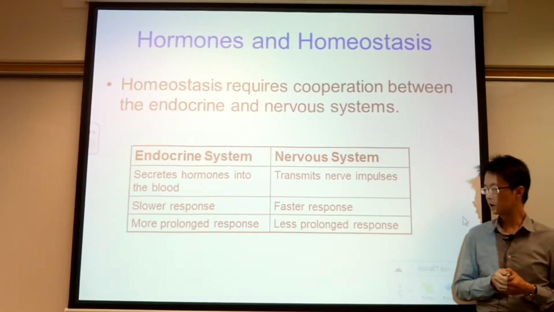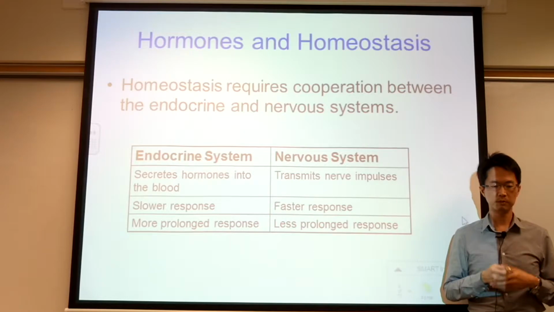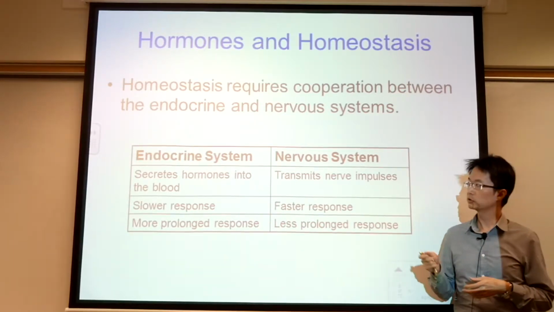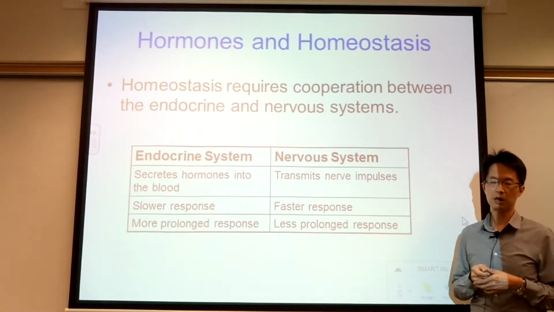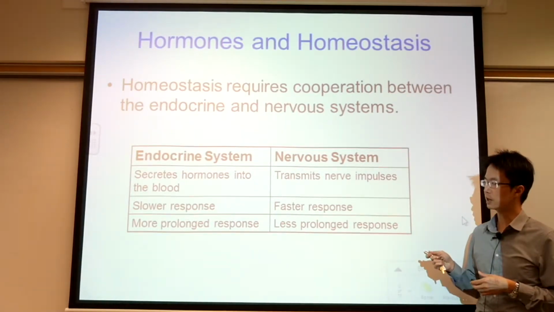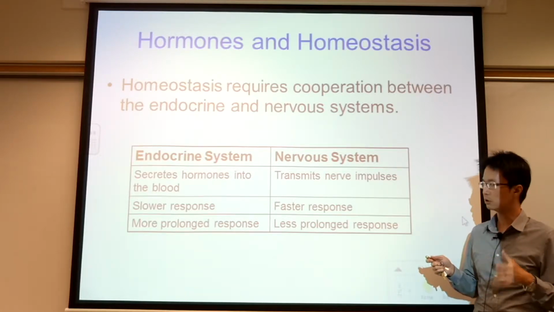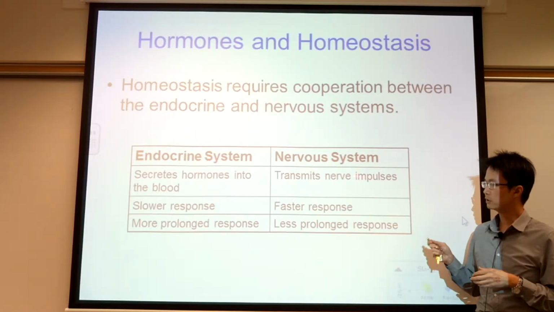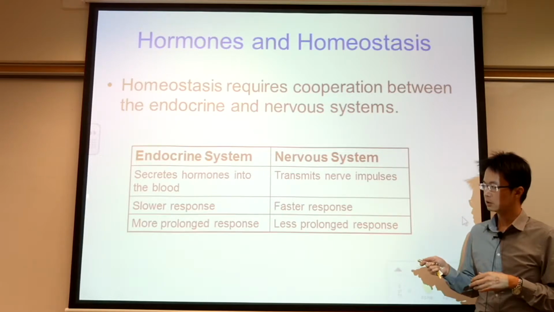So how can hormones work to maintain homeostasis? Well, as you know, both the nervous system and endocrine system control many systems. But the difference is that the endocrine system secretes hormone into the blood to take control or affect other organs, but the nervous system uses action potentials to affect other organs. The response is faster in the nervous system.